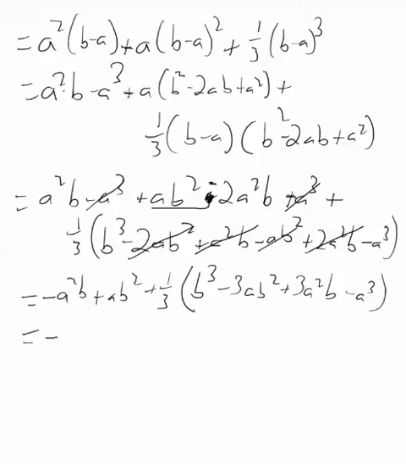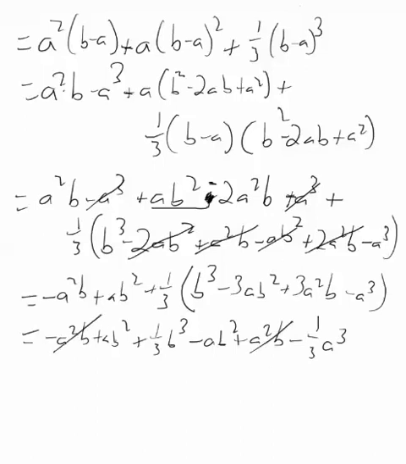We've got negative a squared b plus ab squared plus 1/3 b cubed minus ab squared plus a squared b minus 1/3 a cubed. I have a negative a squared b and a positive a squared b. I have a positive ab squared and a negative ab squared. So all I'm left with is b cubed over 3 minus a cubed over 3.